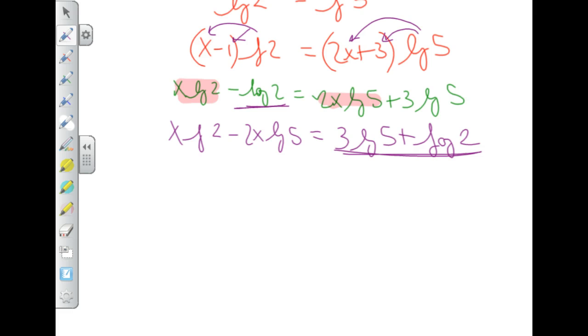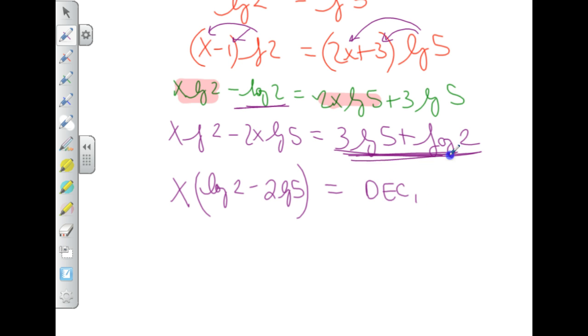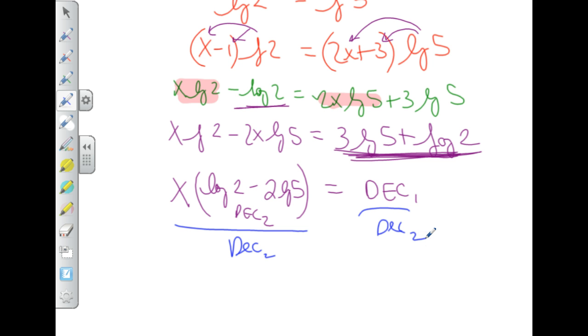If I factor out an x on this side, I'm left with the log of 2 minus 2 log 5 is equal to, well, let's call this decimal 1. So at this point in time, I'd probably just type that in. Remember, don't round until the very end. And let's call this decimal 2, because that's just some creepy decimal 2. So I'll just divide by decimal 2. Divide by decimal 2, and this will cancel.